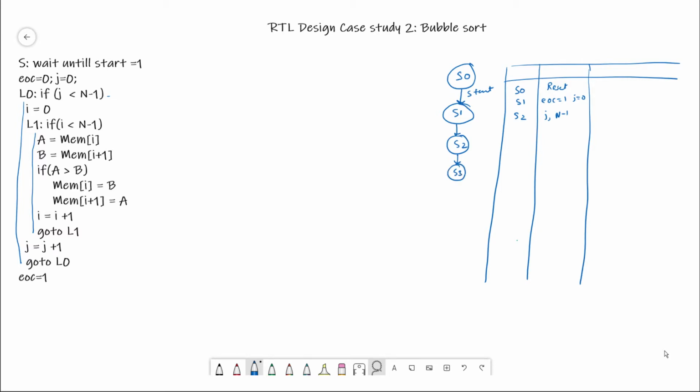So if compare, that means if it is less than, then it will go to S3, and that means there has to be something if there is not less than. So if it is less than, it will go to S3, and S3 essentially means that my I equal to 0.